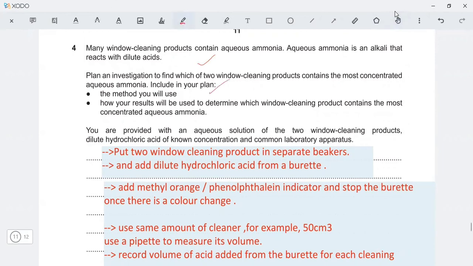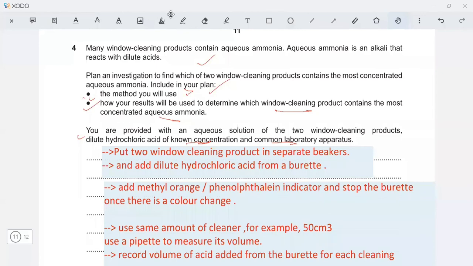Include in your plan the method you use, and second, how your results will be used to determine which window cleaning product contains the most concentrated aqueous ammonia. You are provided with an aqueous solution of two window cleaning products, dilute hydrochloric acid of known concentration, and common laboratory equipment. These are the provided equipment and materials. You just have to plan it and investigate. So this question is easy. Just remember it.